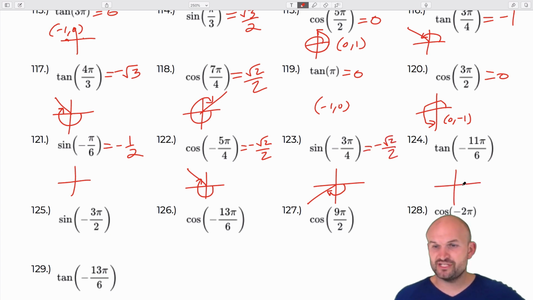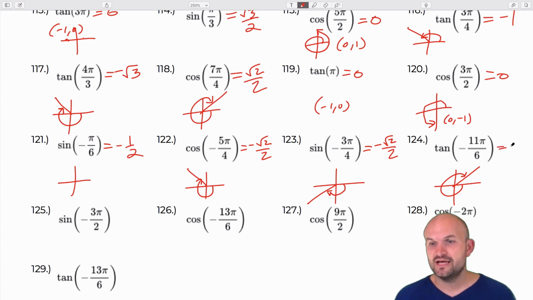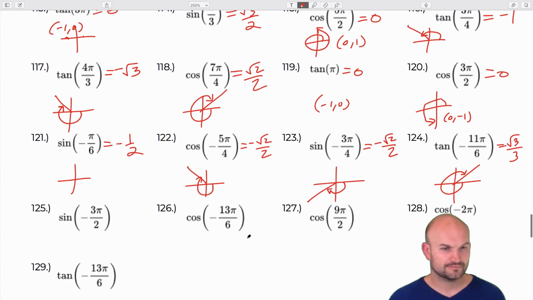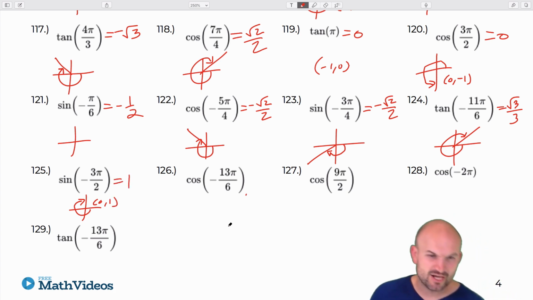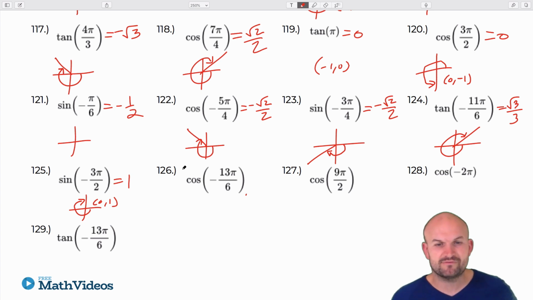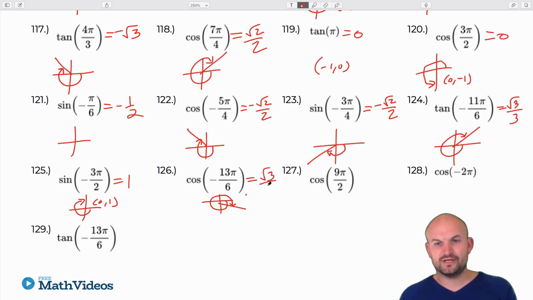11 pi over 6 is going to be short of a revolution, so that's going to be back into our first quadrant. Tangent is positive in the first quadrant. It has a reference angle of pi over 6, and the tangent of pi over 6 is square root of 3 over 3. Sine of negative 3 pi over 2 is going to be right there, so that's point 0, 1, and the sine is just equal to 1. Negative 13 pi over 6, that's going to be larger than a revolution, right? For reference angle of pi over 6, cosine is positive in that angle, so therefore that's going to be square root of 3 over 2.